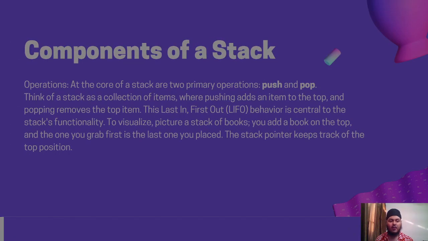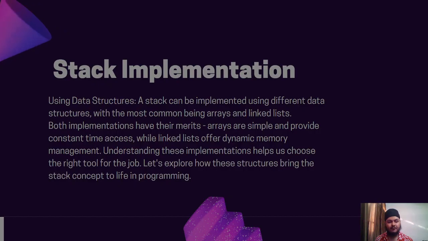Components of a stack. Operations. At the core of a stack are two primary operations, push and pop. Think of a stack as a collection of items, where pushing adds an item to the top and popping removes the top item. This last in, first out behavior is central to the stack's functionality. To visualize, picture a stack of books. You add a book on the top, and the one you grab first is the last one that was placed. The stack pointer keeps track of the top position.